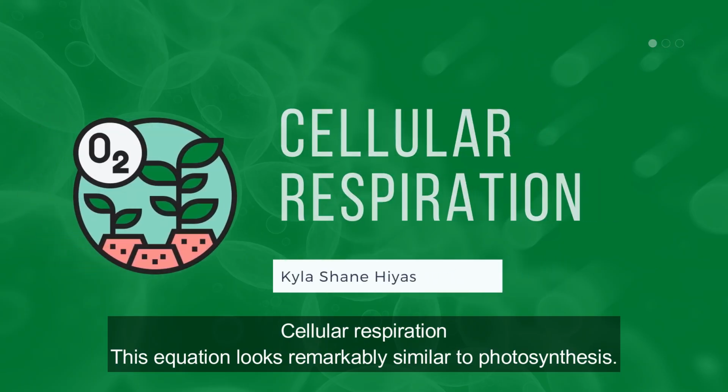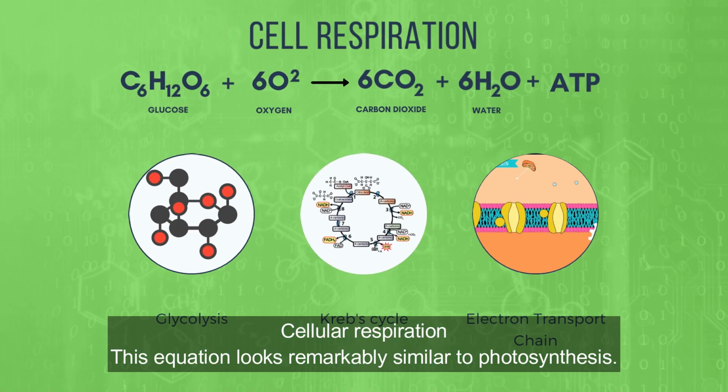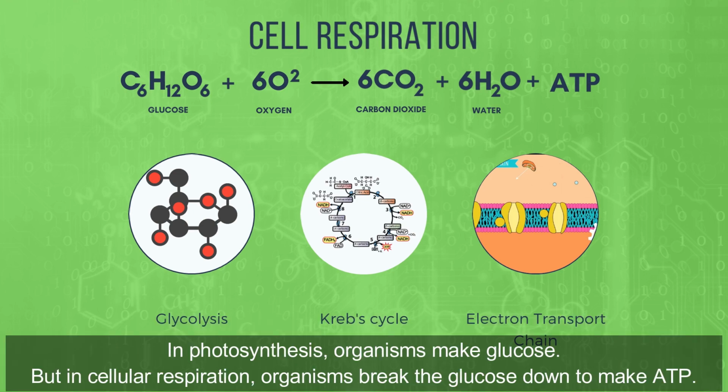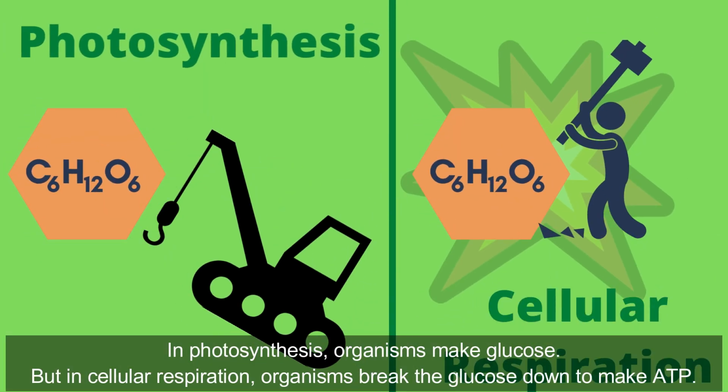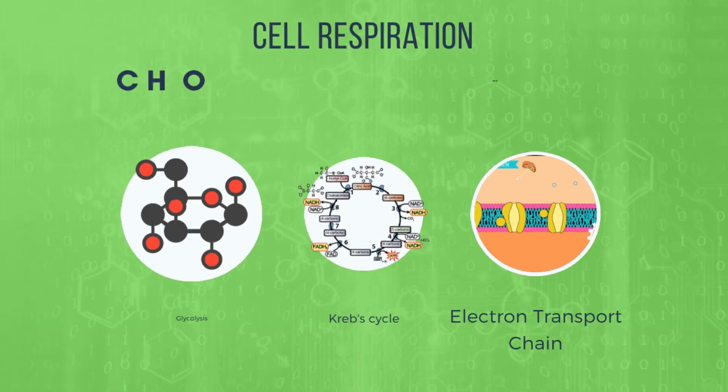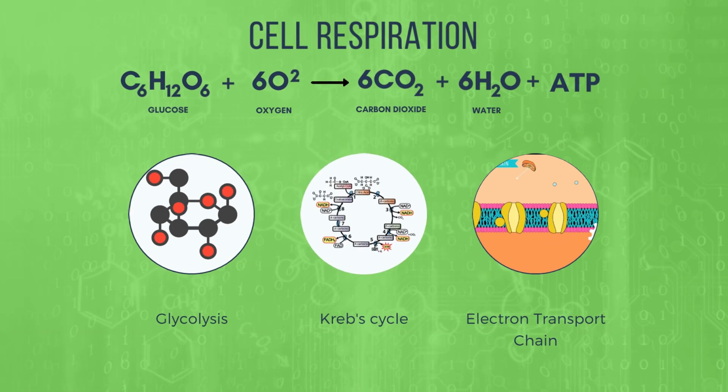Cellular respiration. This equation looks remarkably similar to photosynthesis. But in photosynthesis, organisms make glucose, but in cellular respiration, organisms break the glucose down to make ATP. So you can see in here we have three stages: glycolysis, Krebs cycle, and electron transport chain.